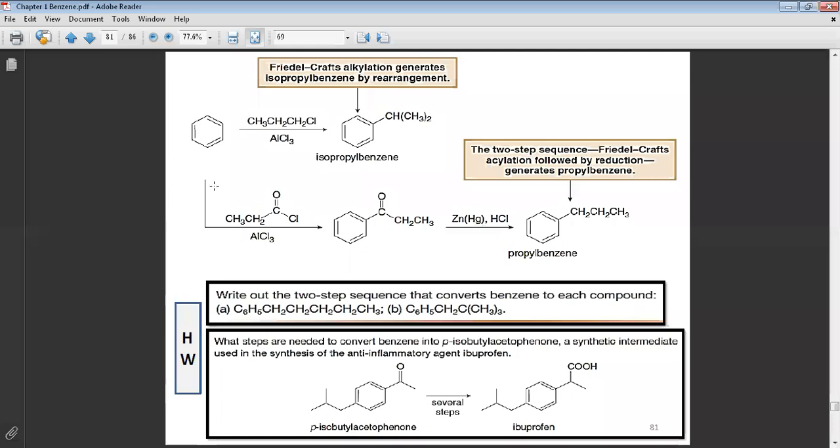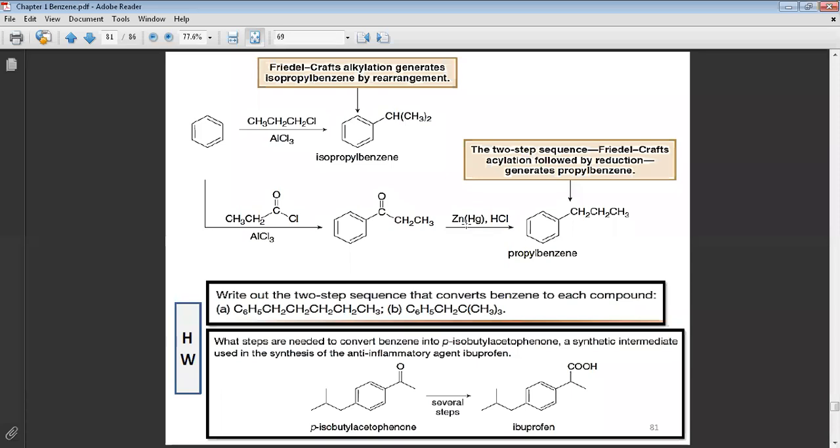Acylation with this acyl group. How many carbons do we have here? One, two, three carbons. That means we need three carbons, with oxygen and Cl, this acyl group. That means acylation, then reduction: the carbon double bond oxygen becomes CH2. This is Clemmensen reduction.